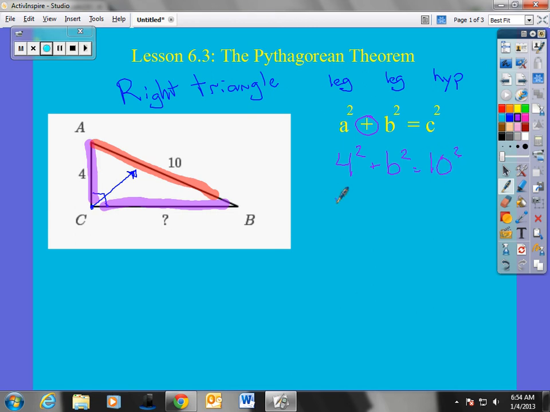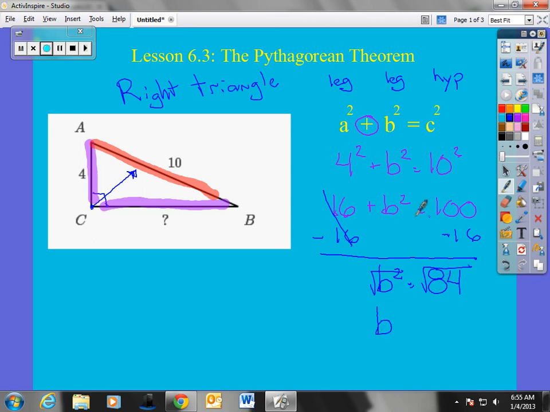Now I'll just square these. That gives me 16 plus B squared is equal to 100. I'm trying to solve for B squared, so I'm going to get rid of the 16. So I will now subtract 16 from both sides, because whatever I do to one side of the equation, I do the other. That cancels that out. I'm left with B squared is equal to 100 minus 16, which is 84. Now, because this is squared, I want to find the square root of each of these. This just becomes B.